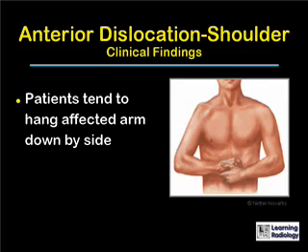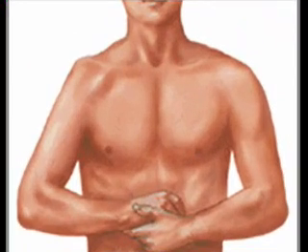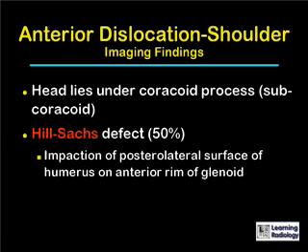Clinically, patients tend to hang the affected arm down by their side, as is shown here in this Netter drawing. Care must be taken to evaluate for the presence of axillary nerve damage, which can occur with an anterior dislocation. The imaging findings in an anterior dislocation are that the humeral head lies under the coracoid process. They're called subcoracoid dislocations at times.